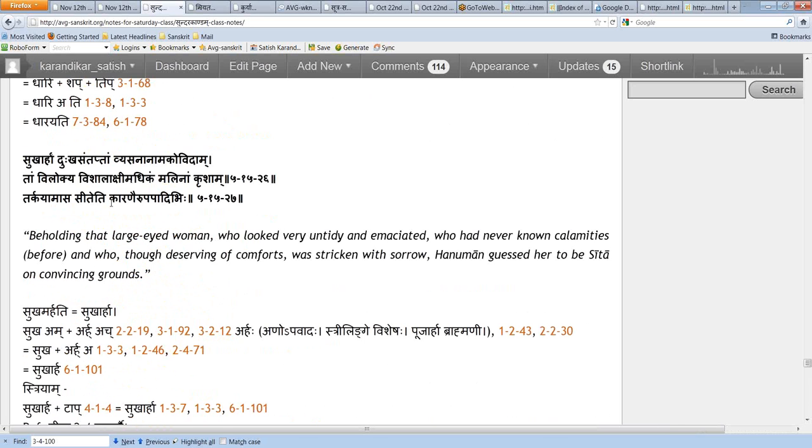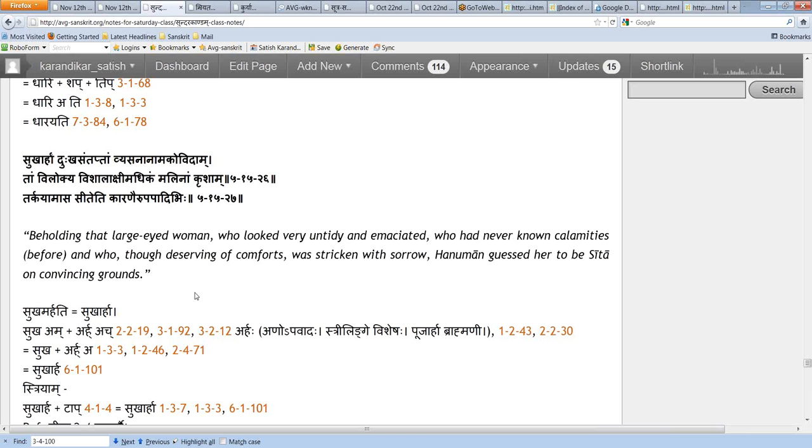Tarkayamasa. Okay, Sita. You were the first. Prathama ekavachanam. Iti avyayam. So Sita in the quotation. Karanaihi, karanai trutiya bahuvachanam, bahuvachanam napumsakalinge. Upapadhibhihi is trutiya bahuvachanam. It is samanadhikaranam with karanaihi. It's also napumsaka visheshanam. It is napumsakalingam in this case.